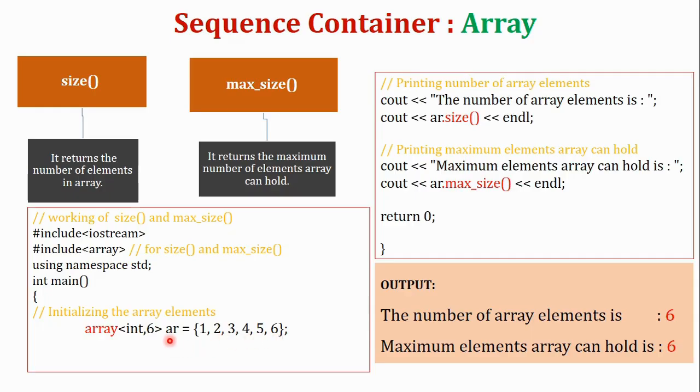So now with the help of the array name, we are invoking the function, right? So now the object is created from the array. With the help of the object, again we are invoking the function name size. Then it will tell the number of elements in the array, 1, 2, 3, 4, 5, 6, right? And again it will tell the maximum size of the array. So the result is 6.